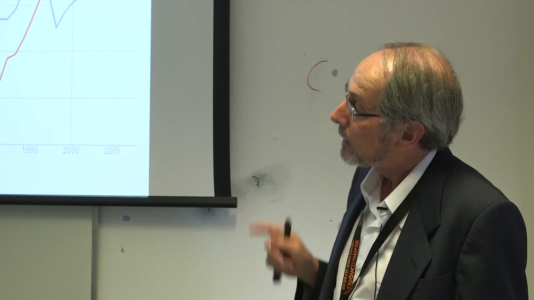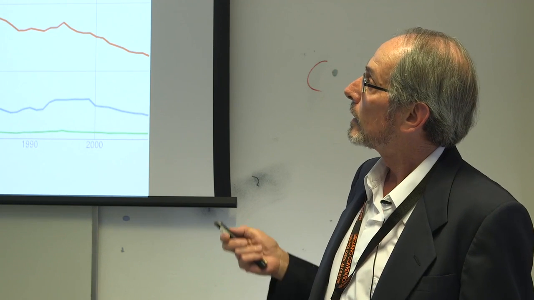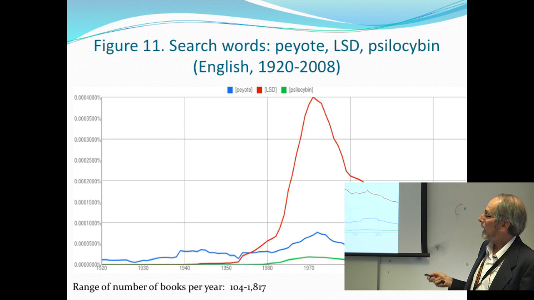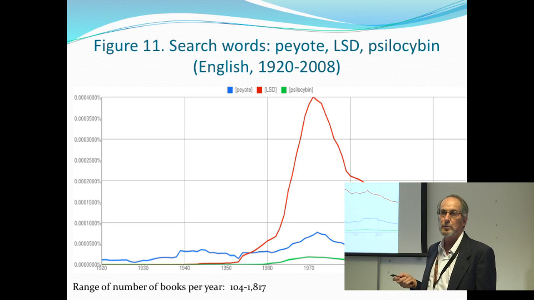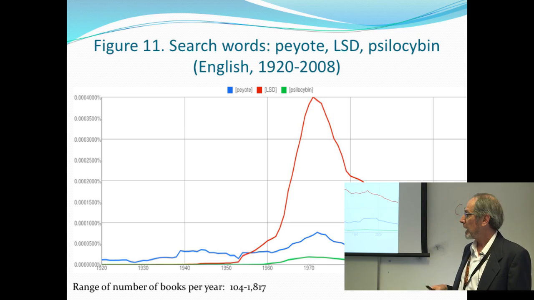All right. At this point, then, we realized if we use specific drug names, can we get more precise results? And so what we decided next was to put in peyote, LSD, and psilocybin. English corpus, time range 1920 to 2008. And again, LSD, that 1970 curve, completely overwhelming the other two drugs in terms of the popularity in the literature. Not surprising, perhaps, to us.